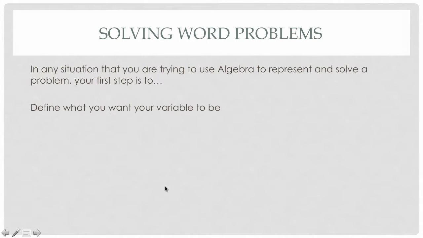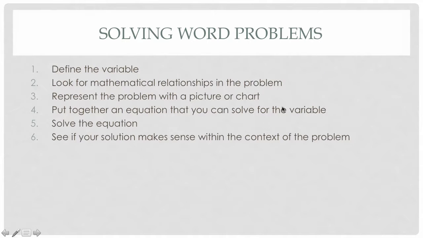So in any situation that you're trying to use algebra to represent and solve a situation, what's your first step? Your first step is to define what you want your variable to be. That's a big key. If you're using algebra, which means basically you're using variables to represent unknowns, you need to be very clear about what it is. What does x represent in this problem? If you don't know, then you're going to have a hard time using algebra to solve it. So that's a lot of what we're going to do. We're going to start off by defining what we want our variable to be and solving it out.